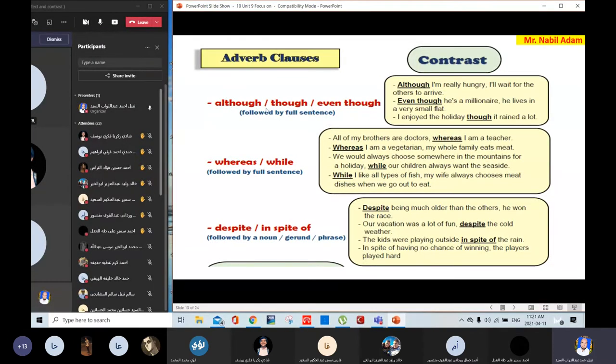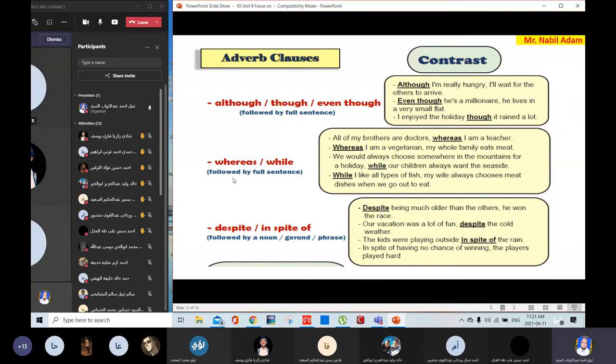Now, let me remind you of the word although. Although, though, even though all have the same usage. Followed by a full sentence. Although I am really hungry, I'll wait for the others to arrive. Even though he's a millionaire, he lives in a very small flat. I enjoyed the holiday, though it rained a lot.